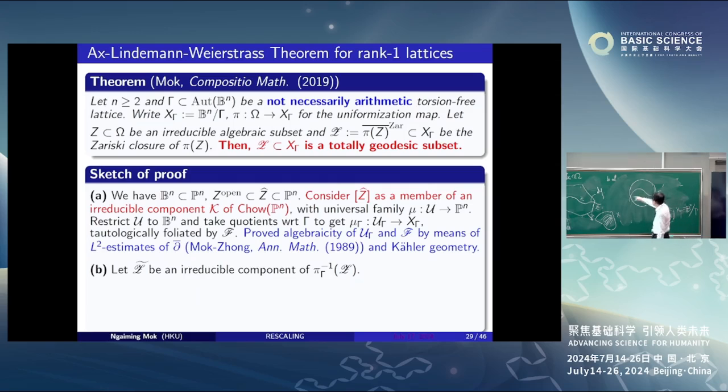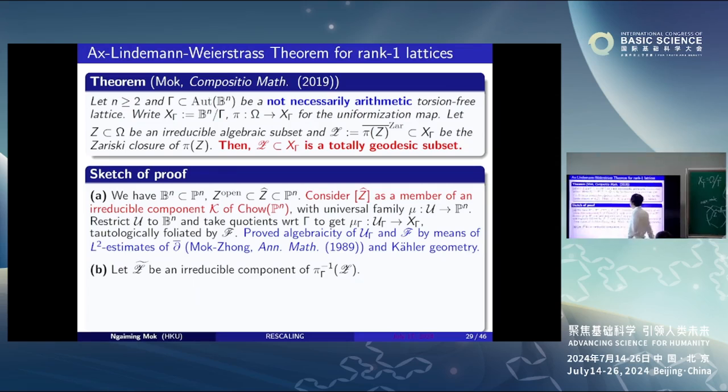The statement is this: if Γ is just a lattice, and you look at this image, and you take its Zariski closure Z, then π of this Z, the Zariski closure, inside X_Γ is totally geodesic. So I prove this by a completely different approach.